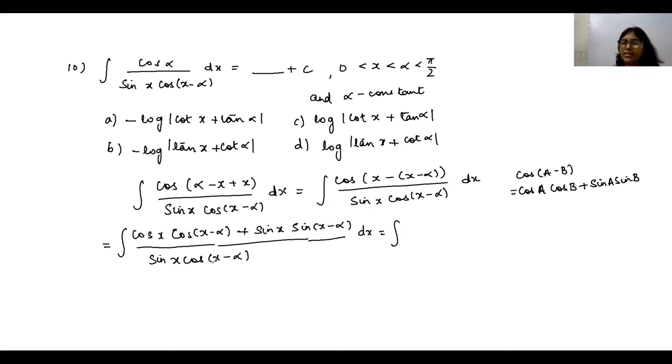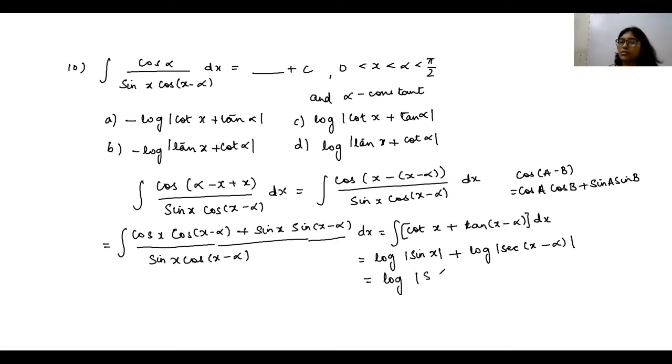So first term cos x minus alpha will get cancelled. You have cot x. In the second term sin x will get cancelled and we have tan of x minus alpha. Let's integrate. Log modulus sin x plus log modulus sec x minus alpha. Or we can write it as log modulus sin x minus log modulus cos x minus alpha.